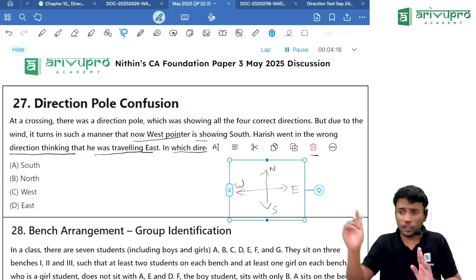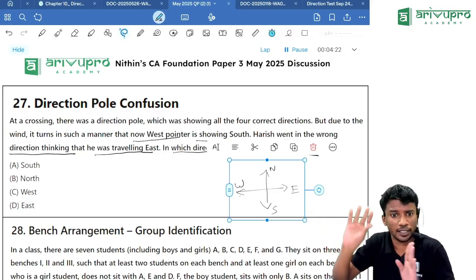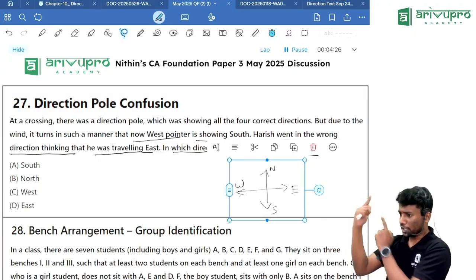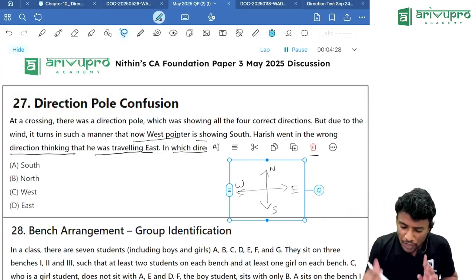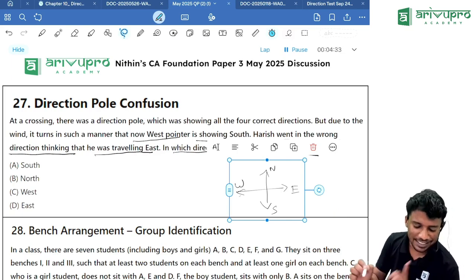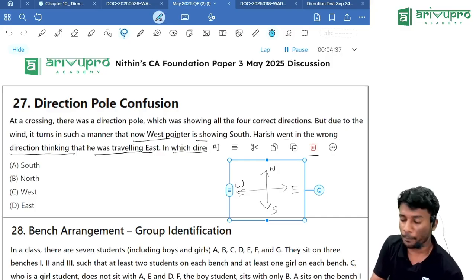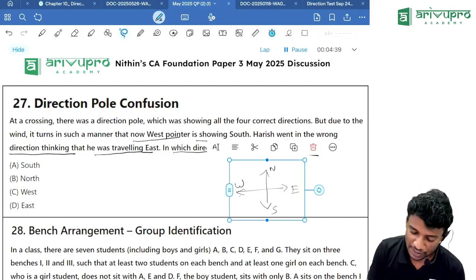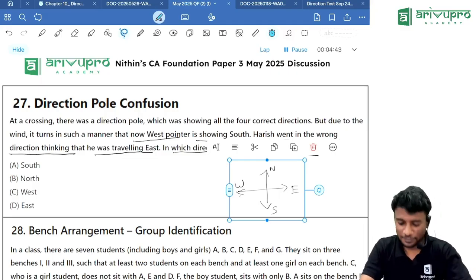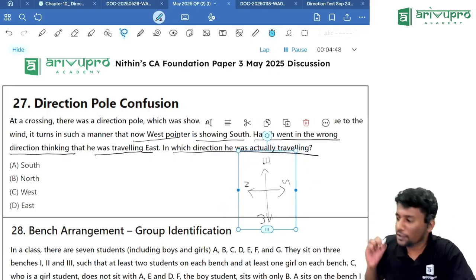What do you mean by this? You know this, right? When wind and all happen, the direction pole can turn also. Directions will be there, and because of some wind, it can turn. Due to the wind, it turns in a manner that now the west pointer, W over here, is showing south. What do you mean by that? The west pointer is showing south.